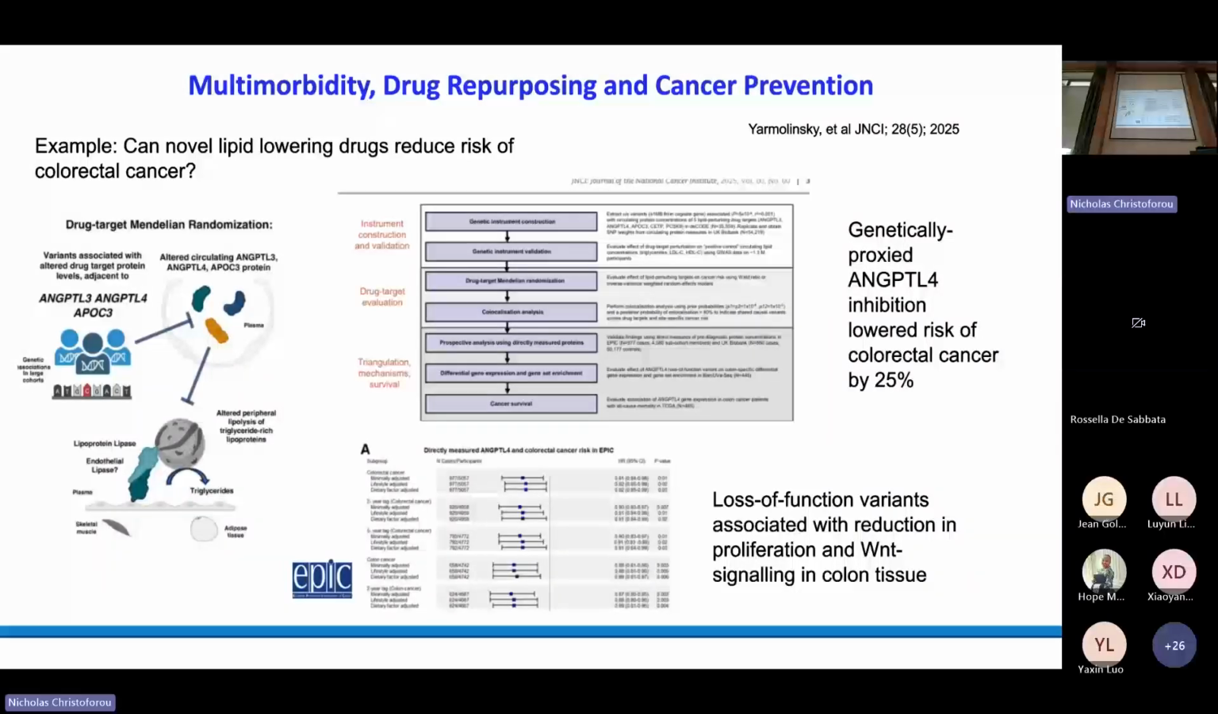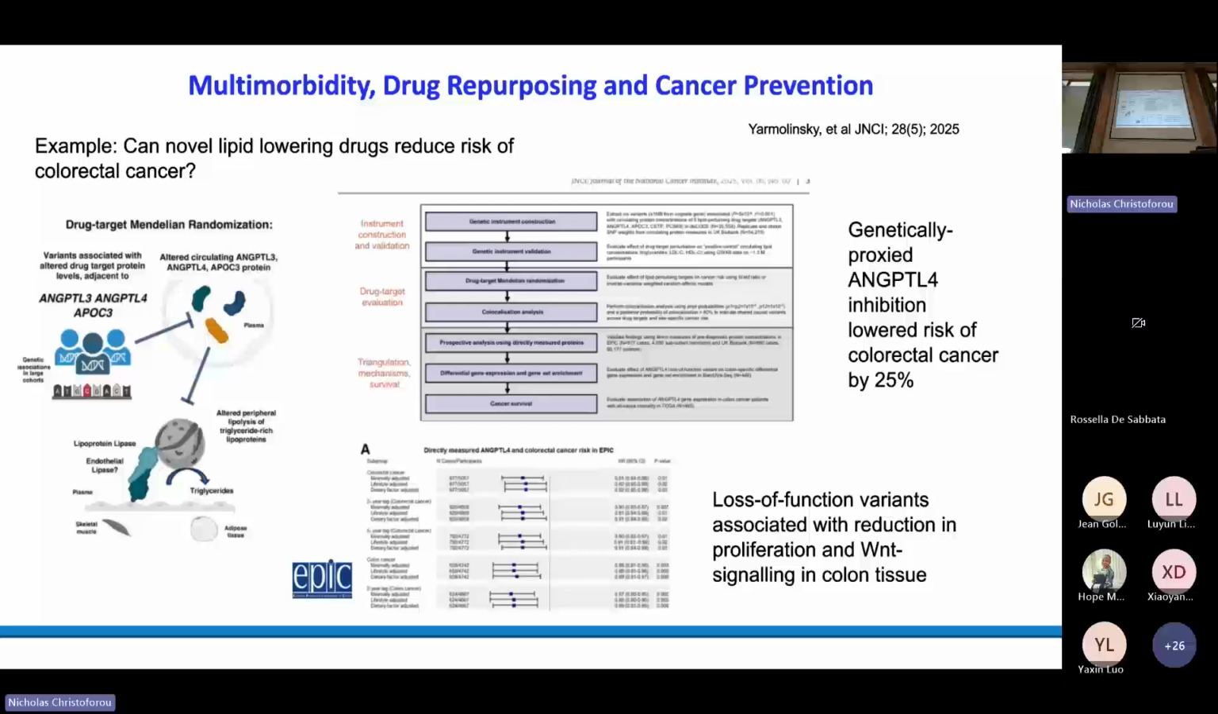So this is the work that James led and just published in JNCI a couple of months ago, looking at different lipid-lowering drugs in relation to cancer, where he found that genetically proxied ANGPTL4 inhibition lowered risk of colorectal cancer by around 25%. And he demonstrated that genetically within GECKO. And also working with tissue-based data, found that loss of function variants associated with reduction in proliferation and Wnt signaling in colon tissue, again, consistent with a causal effect of this gene.